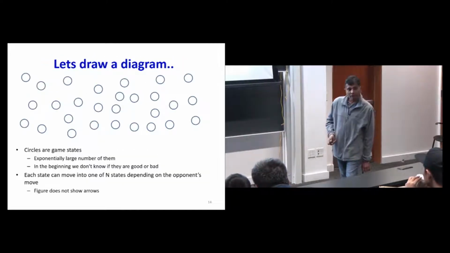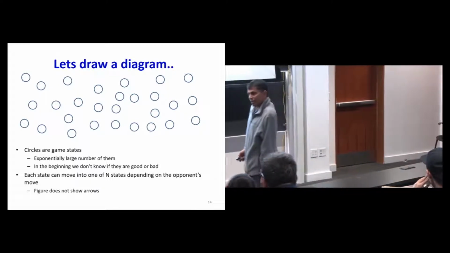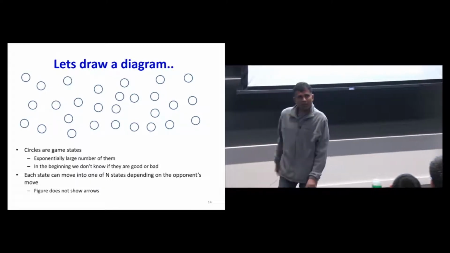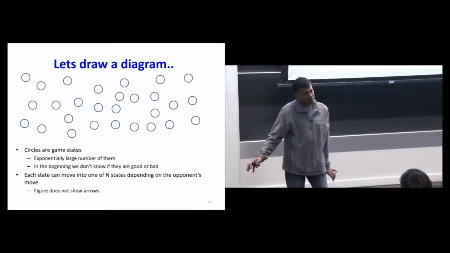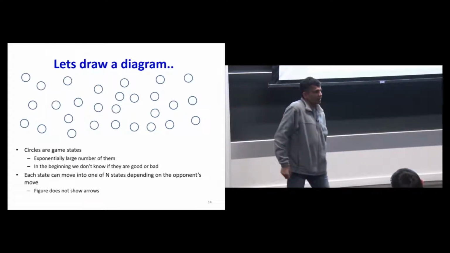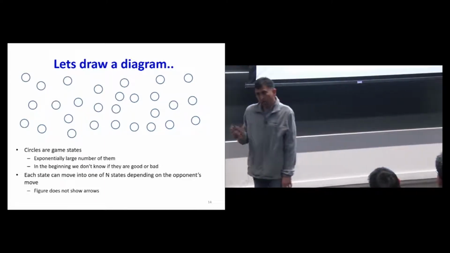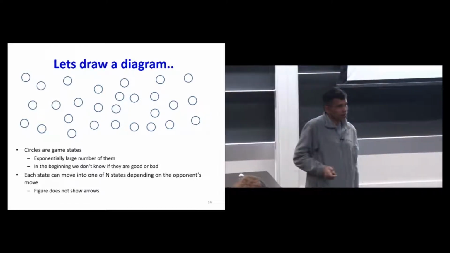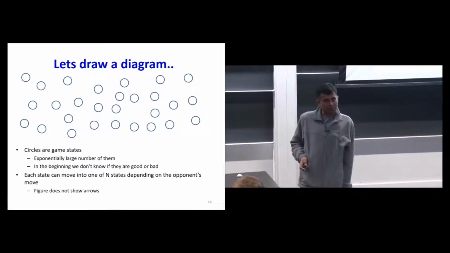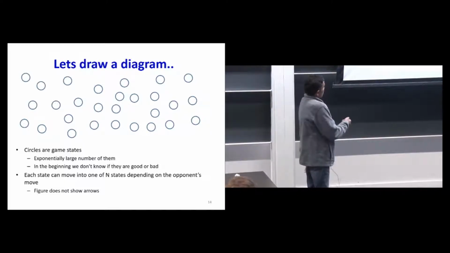But then if you wanted to write a program to do this, how would you actually go about doing this? Let us start off by drawing a diagram, a bunch of circles. Every circle represents a game state. So there are 10 raised to 120 possible game states. Exponentially large number of them.